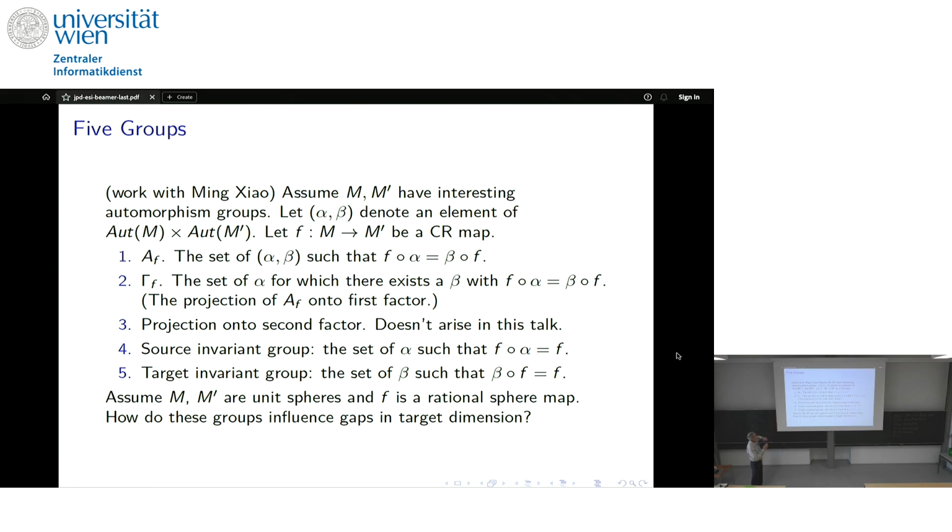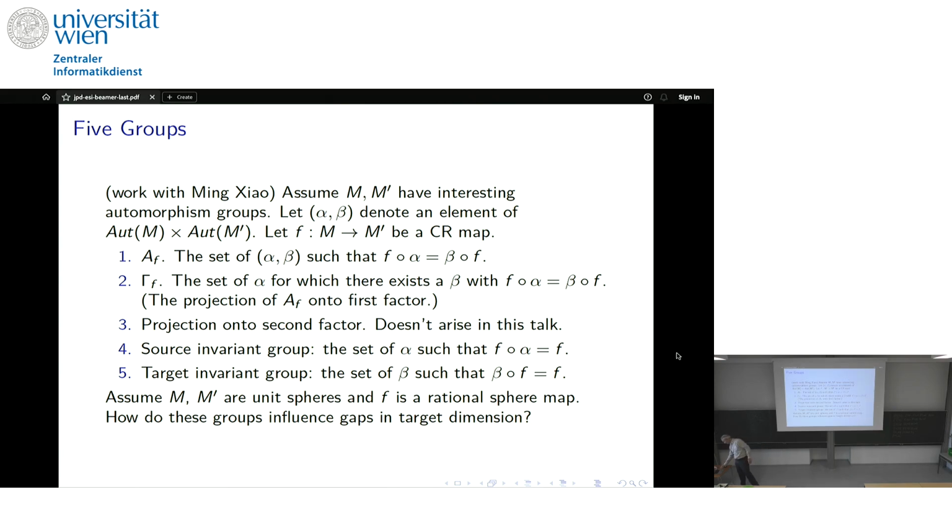The first work on invariant groups in this case goes back to Franc Forstneric. I'll say a bit about that in a second. But the source invariant group, the only one that arises in this talk, is the set of alpha such that F circle alpha is equal to F. So now the question comes to this. I have unit spheres, I have the rational sphere map. And now I make some assumption about these groups. Then I ask the same question about the gaps. How does the set of gaps depend on the group?